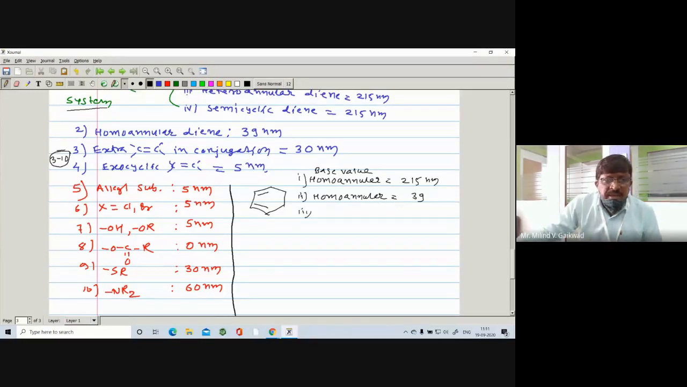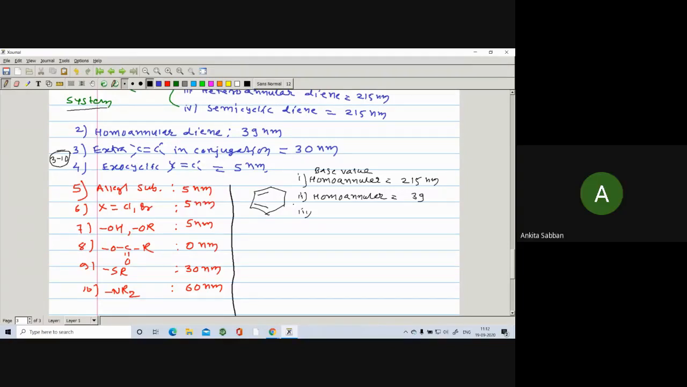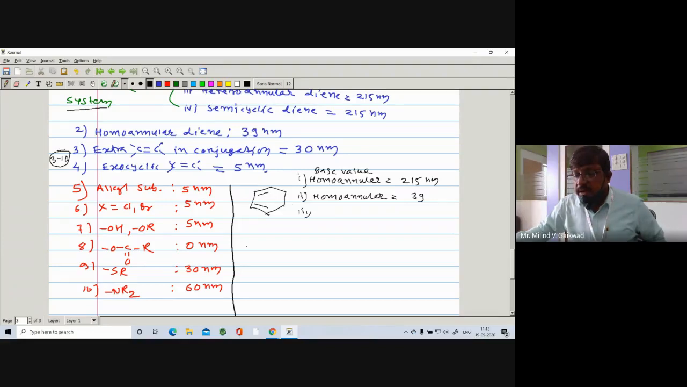So you have to go one by one. Look here: system, then homoannular diene, you have added 39, then extra double bond in the conjugation. Here only 2 pi bonds are present in the same ring, so there is no need to add an extra carbon-carbon double bond in the conjugation. Then exocyclic: whether in this system there is a presence of an exocyclic carbon-carbon double bond, can anyone tell me yes or no?